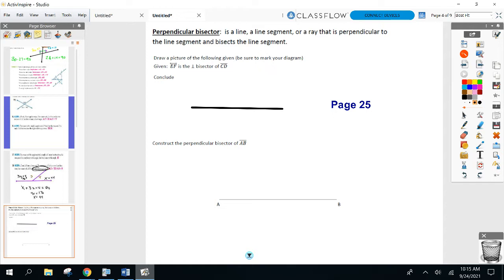You will not see an answer key on Classroom because it's constructions. I never put an answer key for constructions. So it's either you know how to do it or you don't.